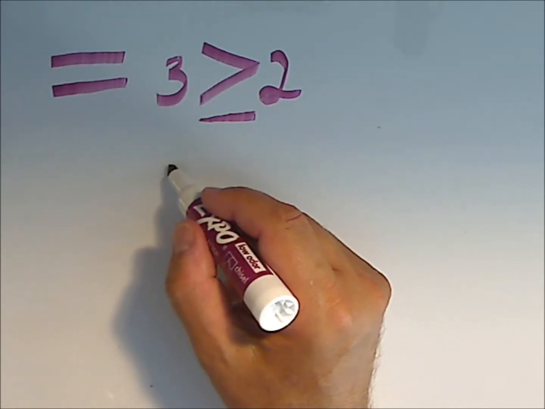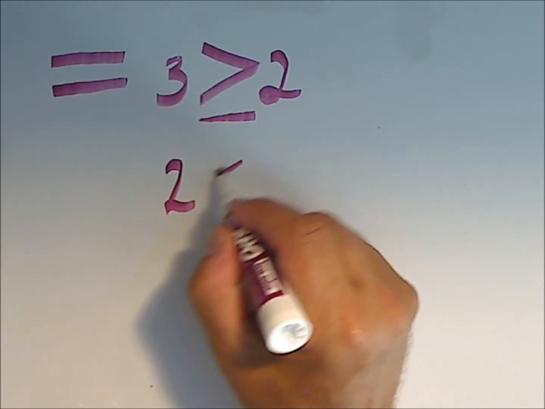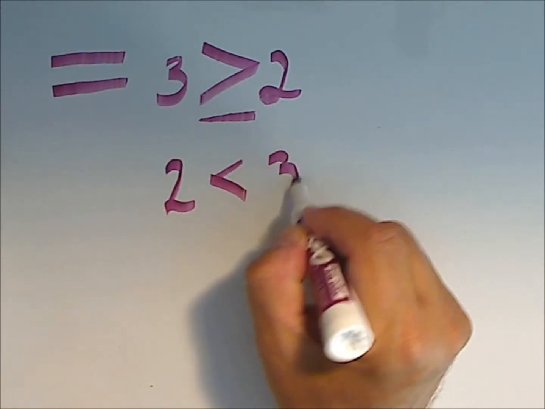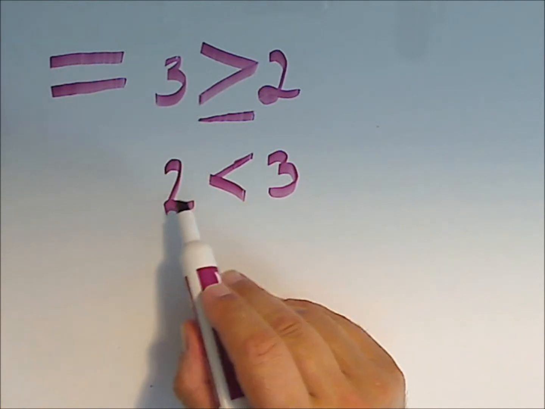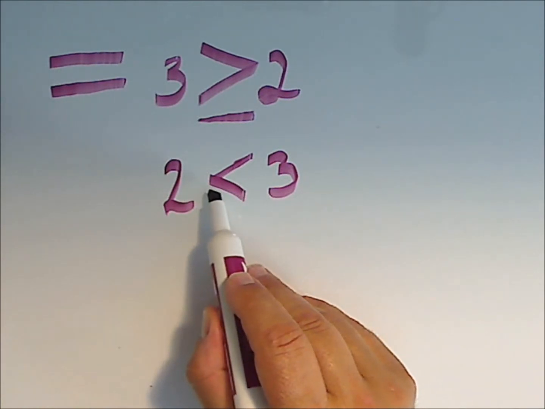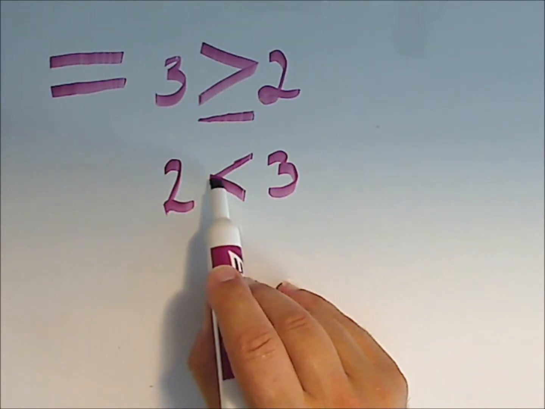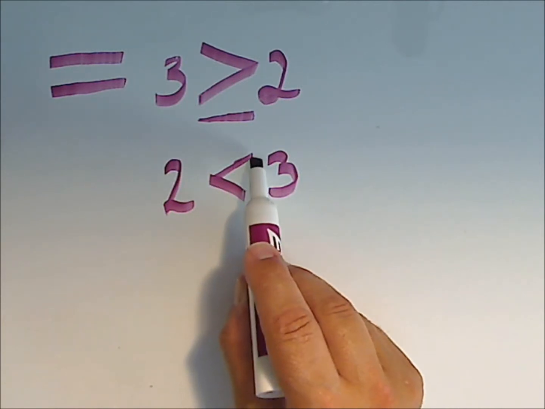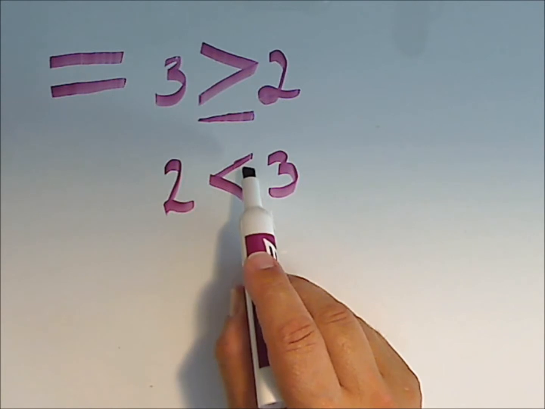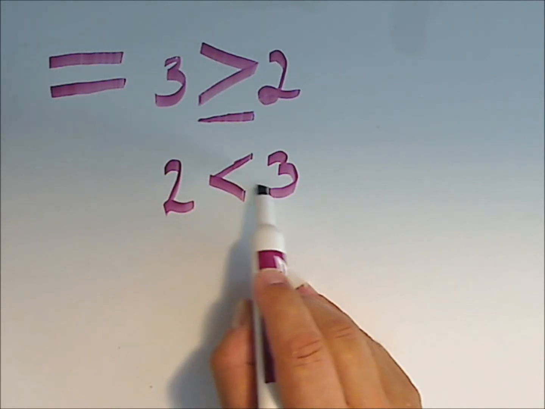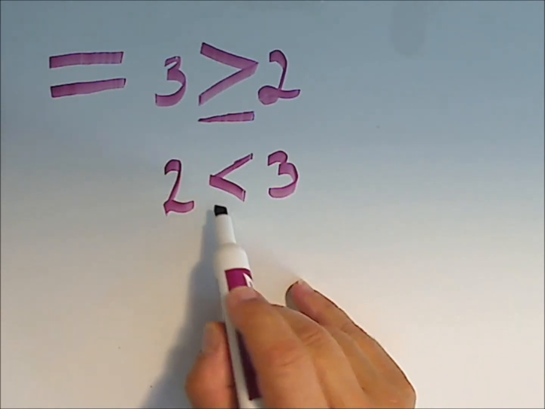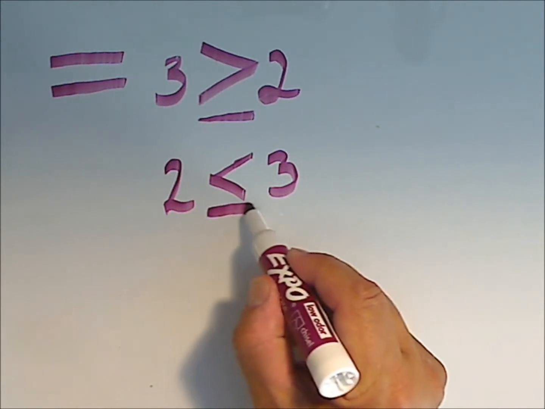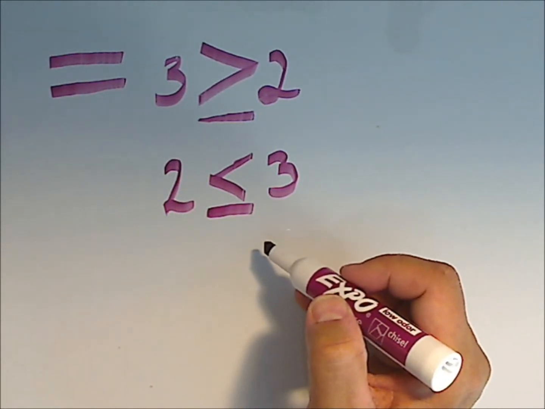We could also reverse it. 2 is less than 3. Going from left to right, 2 is less than 3. The two ends of the equal sign, the two rays, are now touching, and on the right side, they're further apart. So this is less than, because they are closer together. If we put a line under it, it's less than or equal to.